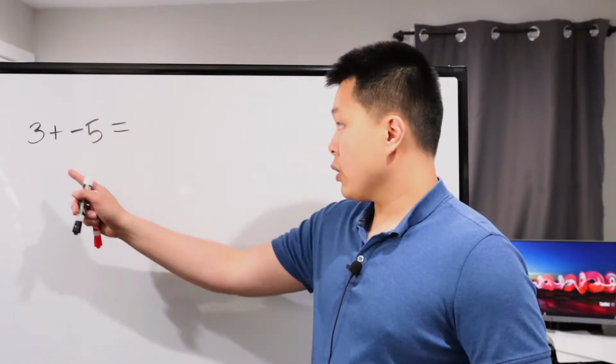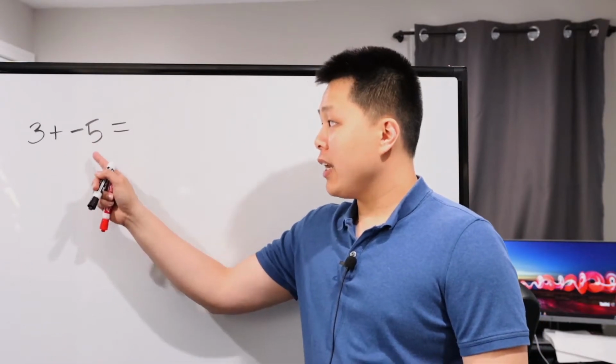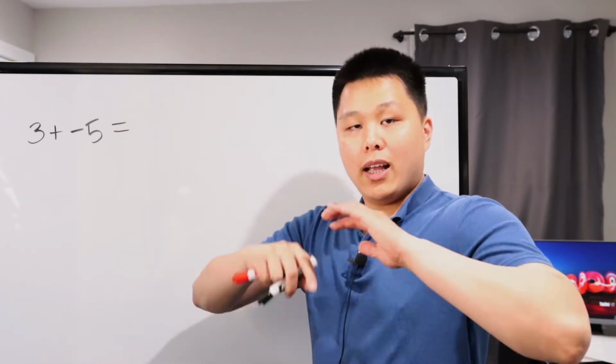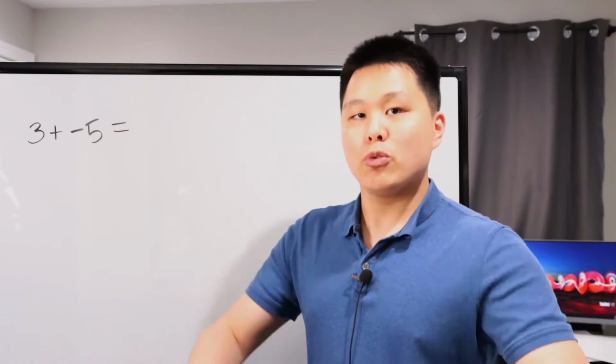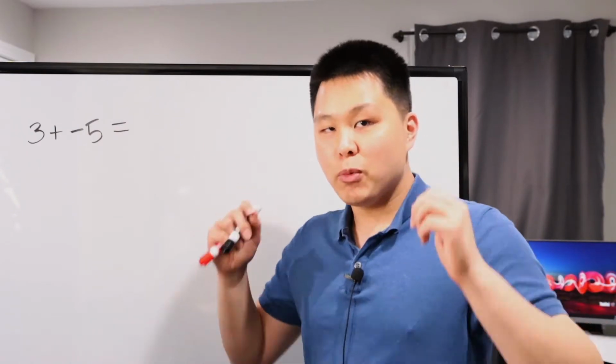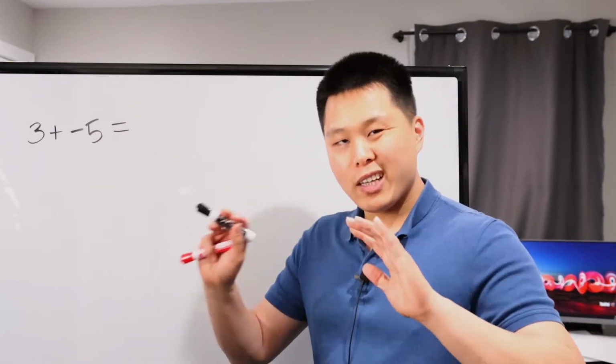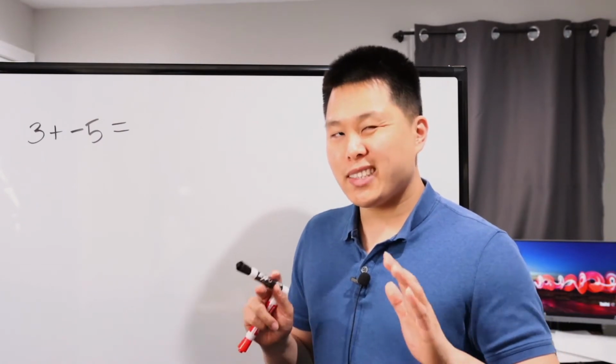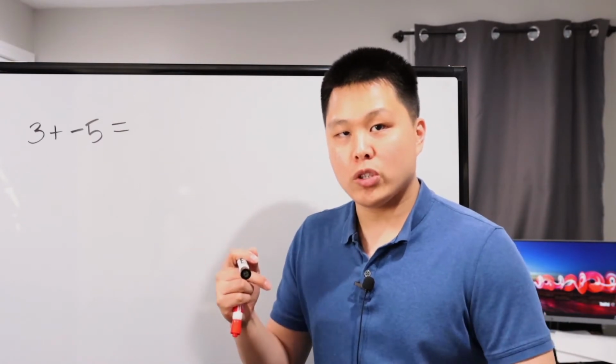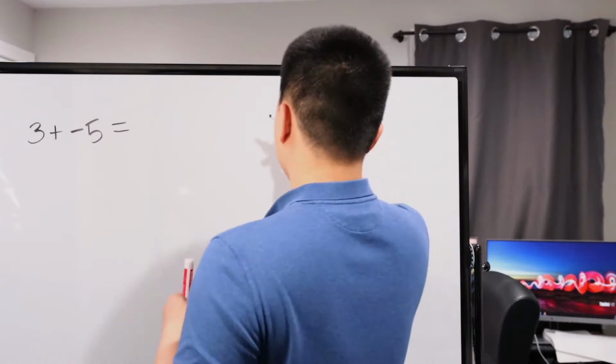So for today's video, we're going to go over this problem: 3 plus negative 5. Now, as I mentioned, we're going to be going over number lines. We're going to be talking about directions and moving forwards and backwards. So I'm hoping that it's not going to be as confusing as it sounds, and it actually might make a little more sense. So we're going to start off with a number line.